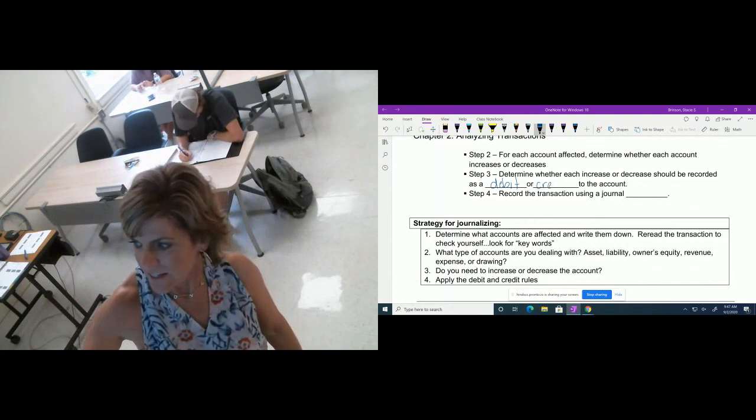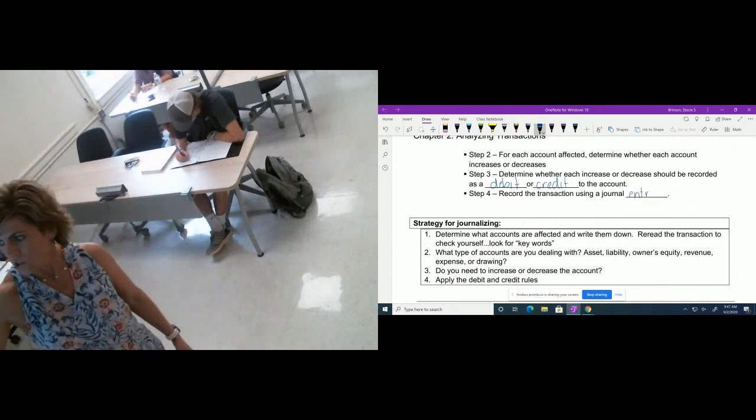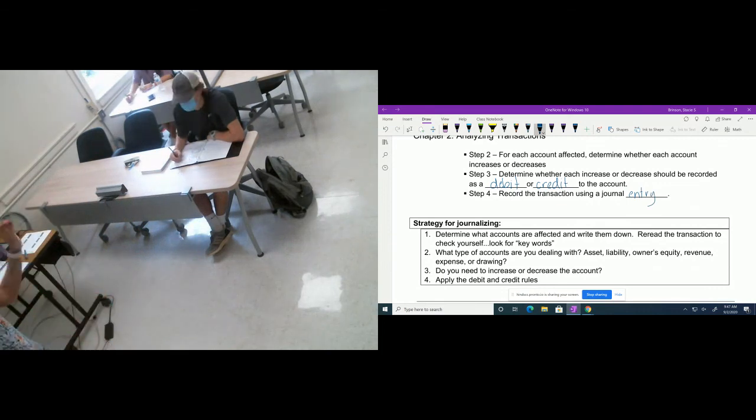By doing these steps, once you do those steps, you've got your journal entry done. You just have to go write it down. So you don't have to sit there and try to figure out, just go straight from the transaction to the entry if you're confused or having trouble figuring out what's what. Go through that process.